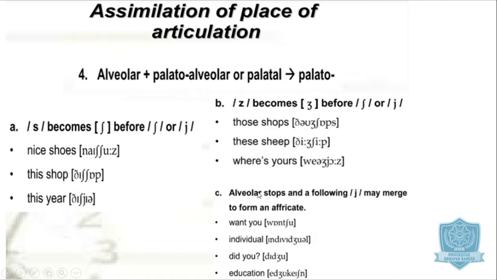And then alveolar stops, and a following J may merge to form an affricate. For example, want you becomes want you, and individual, did you, education.